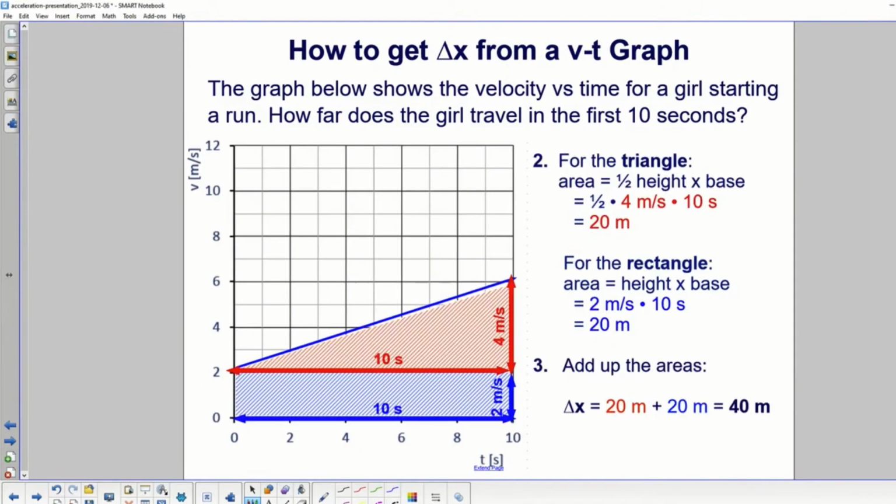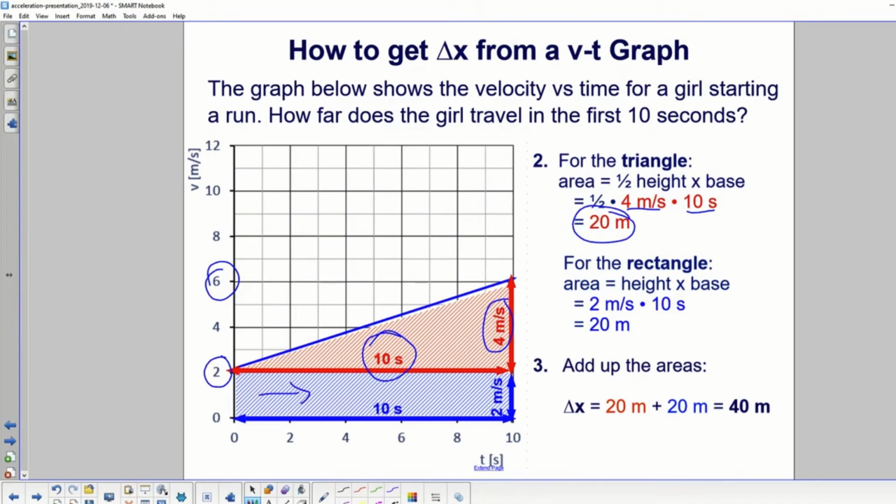Let's work with the triangle first. We have a base of 10 seconds and a height of 4 meters per second. Where did that come from? Well, we went from 2 to 6. 6 minus 2 is 4. So the area of the triangle is 1/2 times 4 meters per second times 10 seconds. And what do we get? We get 20 meters.